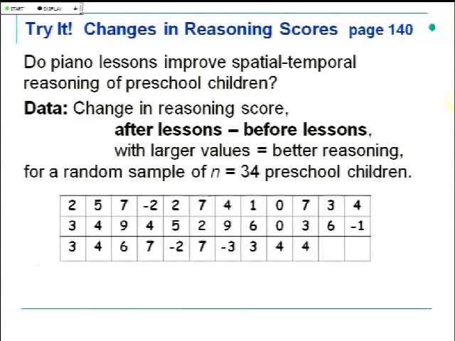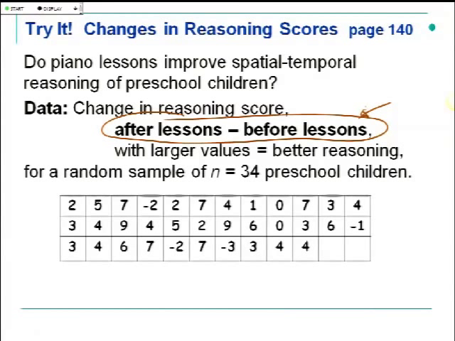Looking at whether piano lessons help improve reasoning in preschool children. You've got some data on page 140 for 34 preschool children, where they took this test to measure this type of reasoning before and then after some period of having piano lessons. And what's already calculated for you here are the changes, the differences. So it'll be pretty important to know how those differences were calculated. Here it's after minus before.